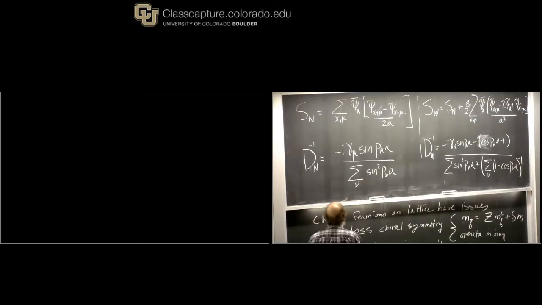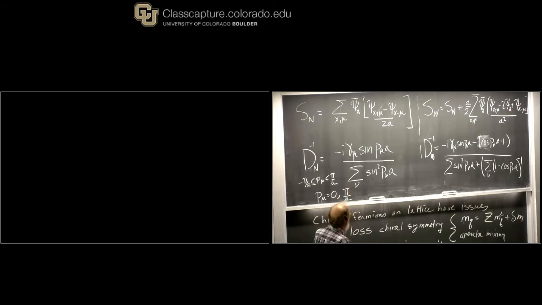Okay? The denominator has got zeros when p mu is equal to zero, just like over here. Oh, and by the way, minus pi over a less than p, right, your Brillouin zone, less than pi over a. And we have a lot of mathematicians in here, so I'll chop one of these guys. This guy's got poles at p mu equal to zero, but it also has singularities at p mu equal to pi over a. That is, there's one place in momentum space where this guy has a zero. There are 16 places where this guy has a zero: 0,0,0,0; 0,0,0,pi; 0,0,pi,pi; and so on.